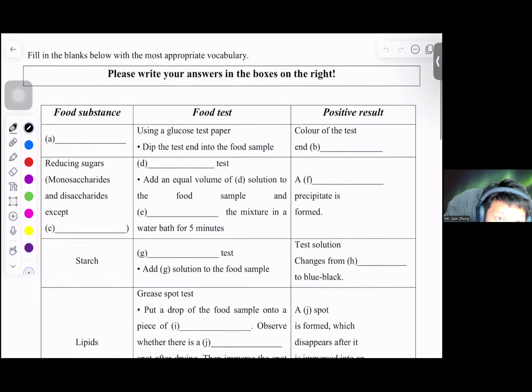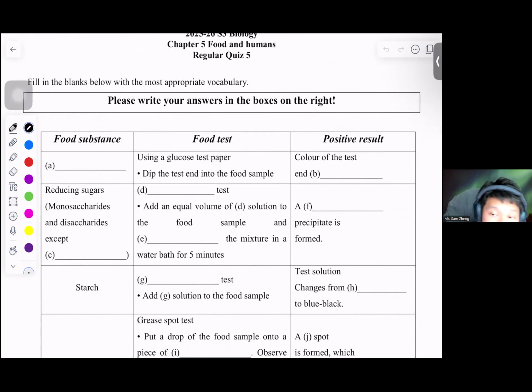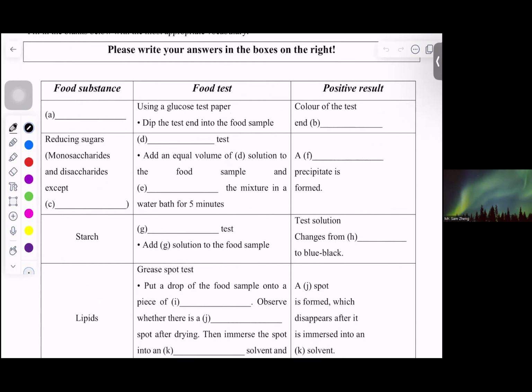Now, first of all, for the food tests, we do have several food tests, and one of them is what we call the iodine test, where we use iodine to help us check for the presence of starch. If we are looking for starch, then in this case we will use the iodine test. In this iodine test we add a certain chemical, the iodine solution, to our food sample.